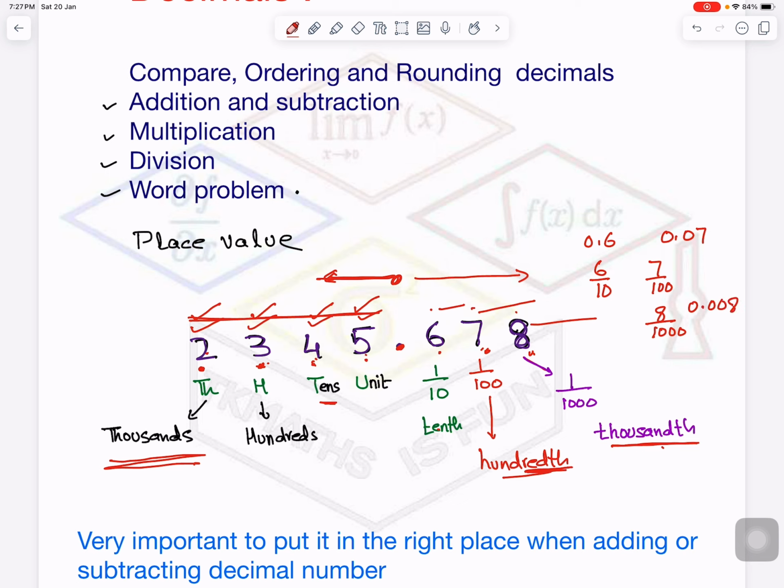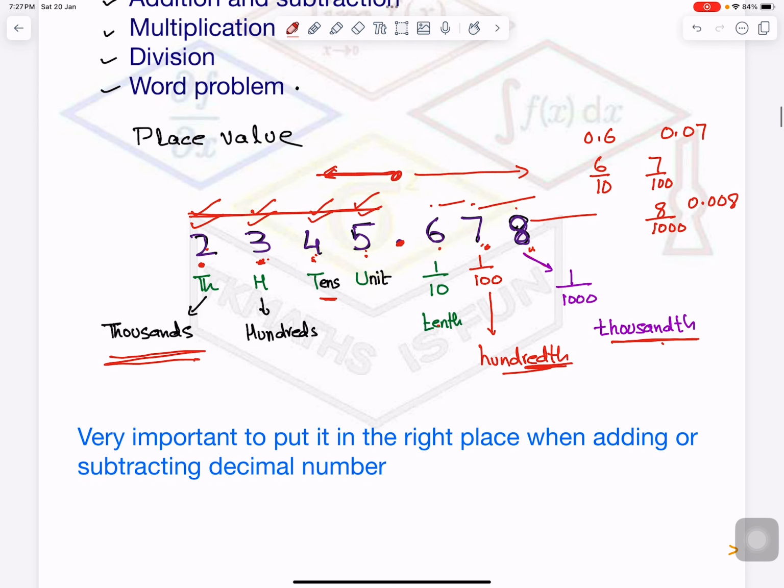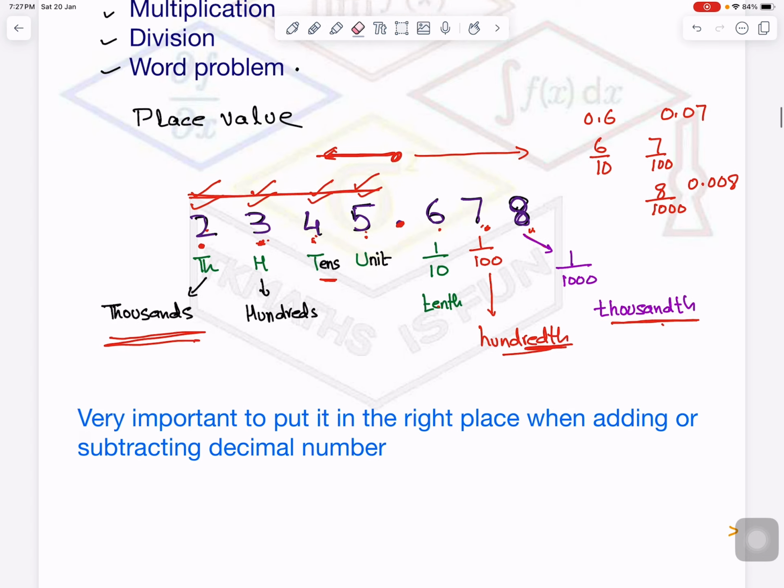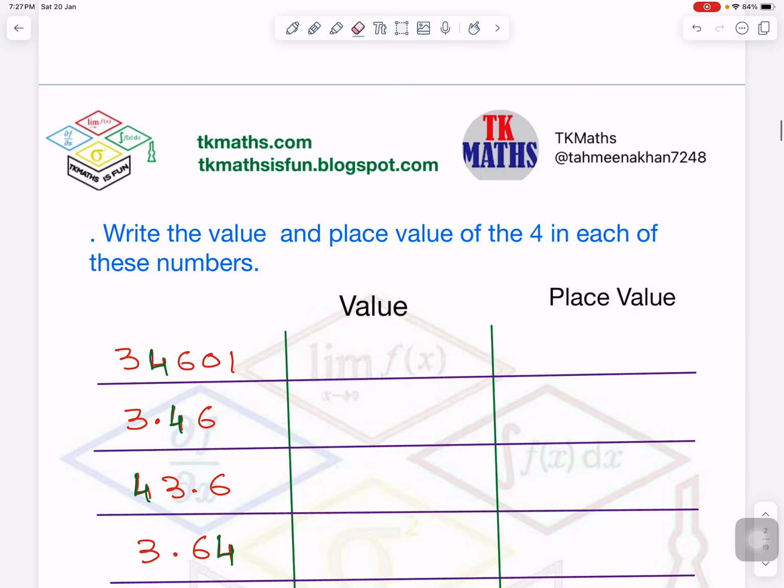Now it is very, very important to understand this, because you need the proper placing when you are adding or subtracting decimal numbers. In multiplication it doesn't matter, but in addition and subtraction it is extremely important to put the digits in the right place value. Units come under units, tens come under tens, like this, okay? Now let's see whether you understood or not.